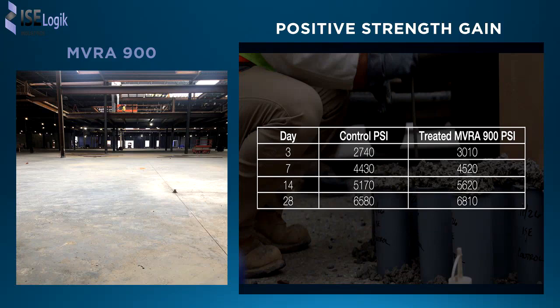It does have a positive strength gain. So day 28 is when the design strength in the concrete must be met. This was, I believe, a 4,000 psi concrete. You see that even in the control, it met the design strength by day 7, and with it treated with our product, it increases the strength slightly, and those are typical numbers we see, 5–10% greater strength than the control.